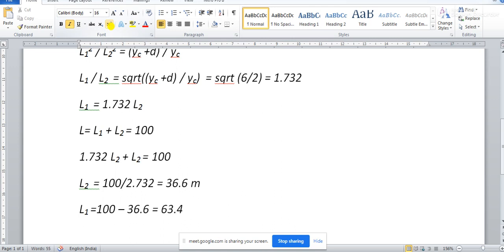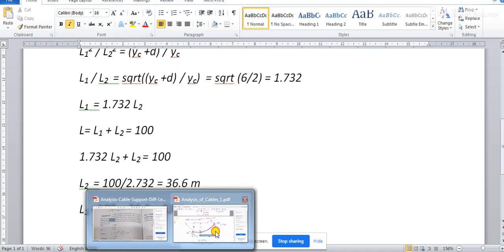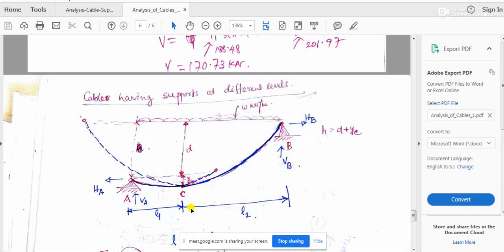63.4 meter. Once you know the value of L1, you see L1 is your larger portion of the cable. In the earlier case the larger portion of length was L2 and the shorter portion was L1. In this case it's just becoming reverse. So in this case, what will you have to write?